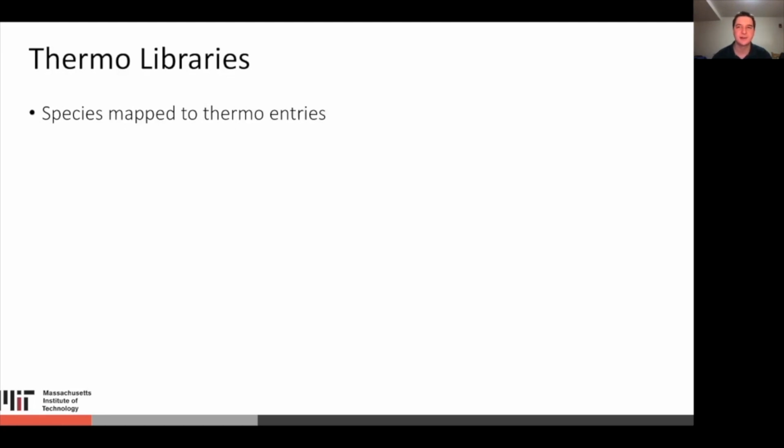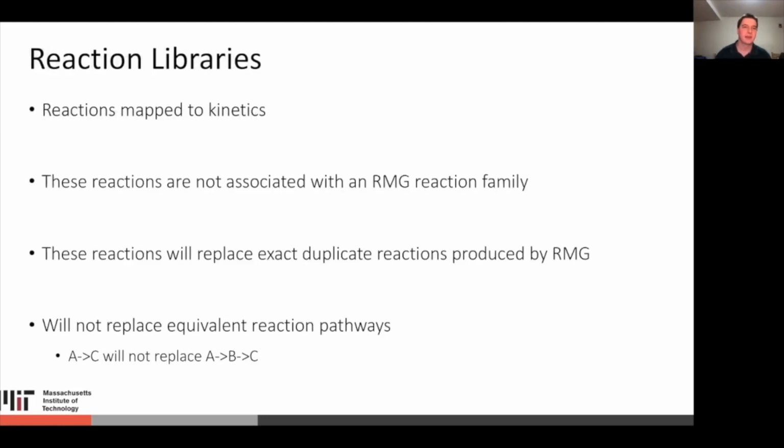So thermal libraries are relatively simple, and right now we're going to go through the other aspects that we haven't touched on. They're essentially just species mapped to thermo entries. And reaction libraries are similarly reactions mapped to kinetics, although this is a little bit more complicated because these reactions aren't associated with an RMG reaction family.